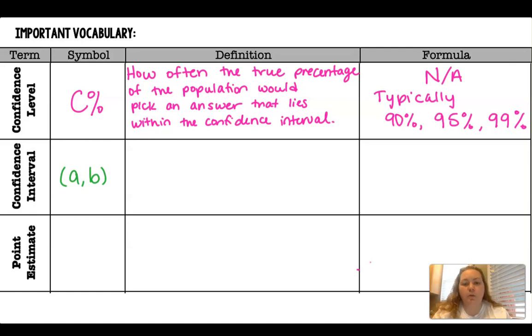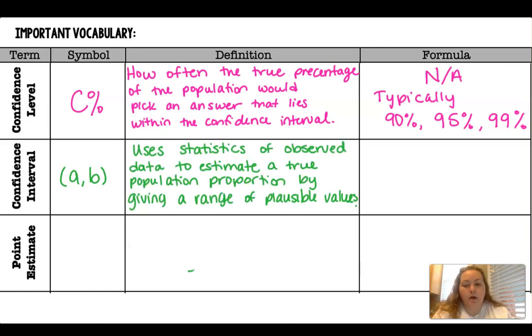Confidence interval is usually written as a range of values from A to B. A would be your lower value, B would be your higher value. It uses statistics of observed data to estimate the true population proportion by giving a range of plausible values. And the general formula is your statistic plus or minus your margin of error. And we'll get into specifics when we're talking about the type of data you're collecting.